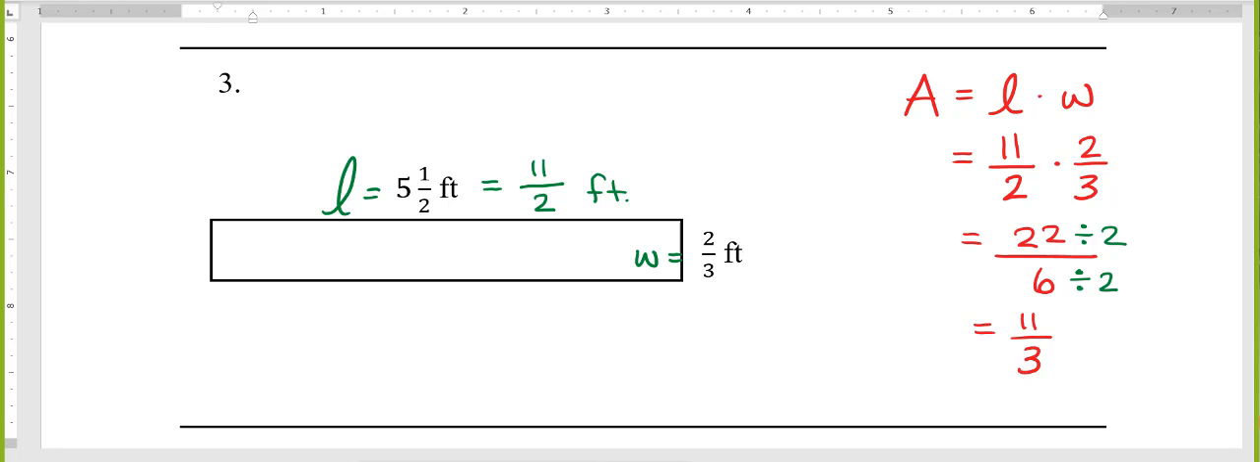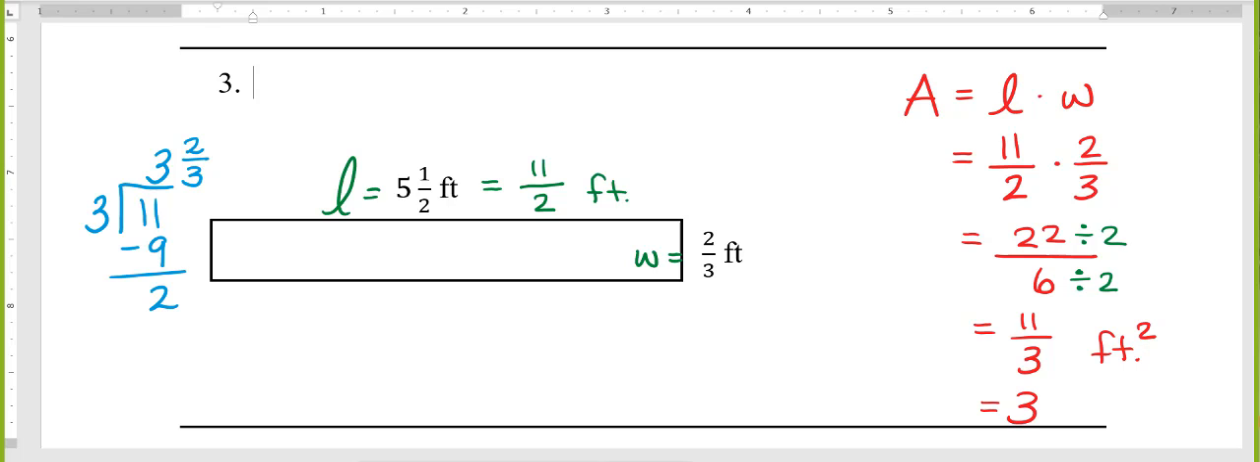Okay, if you're allowed to leave your answer in improper fraction form, you've got to still put your unit on it. Since the length and the width were measured in feet, this would be square feet. So 11/3 feet squared. If you need to write that as a mixed number, you need to come over here and do 11 divided by 3. 3 will go into 11 3 times. 3 times 3 is 9. Do your subtraction. 11 minus 9 is 2. That's your remainder. So your answer would be 3 2/3 square feet.